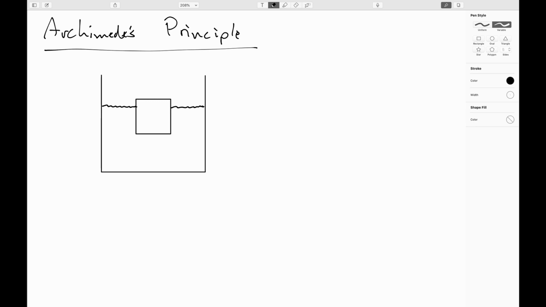In the last video, we were taking a look at fluid statics, and we'll continue to extend our exploration of fluid statics a little bit and take a look at Archimedes' principle.